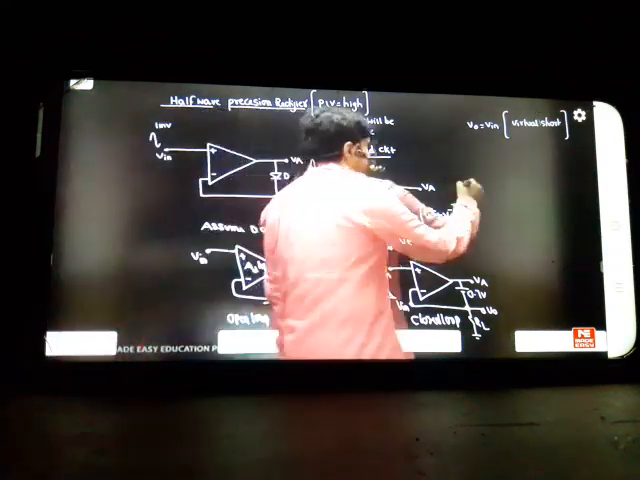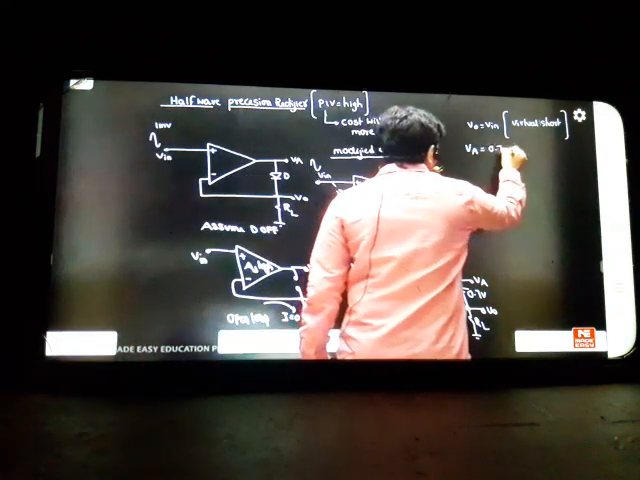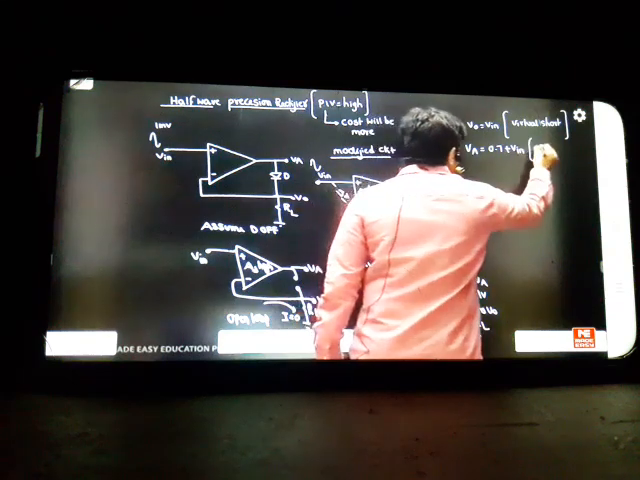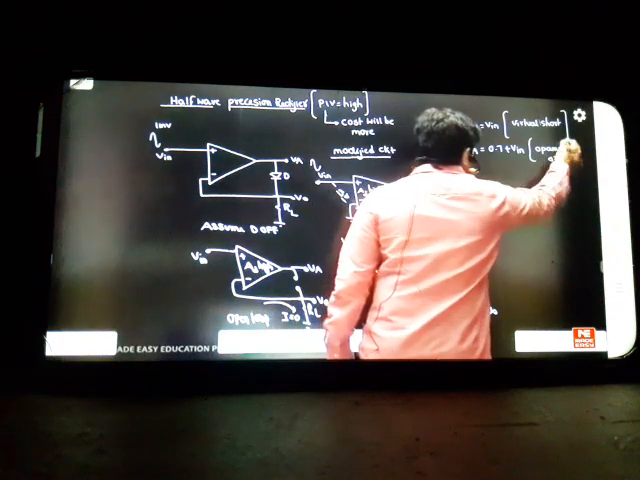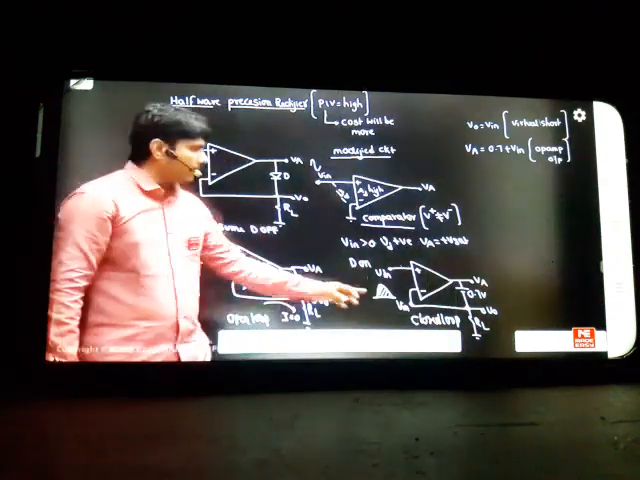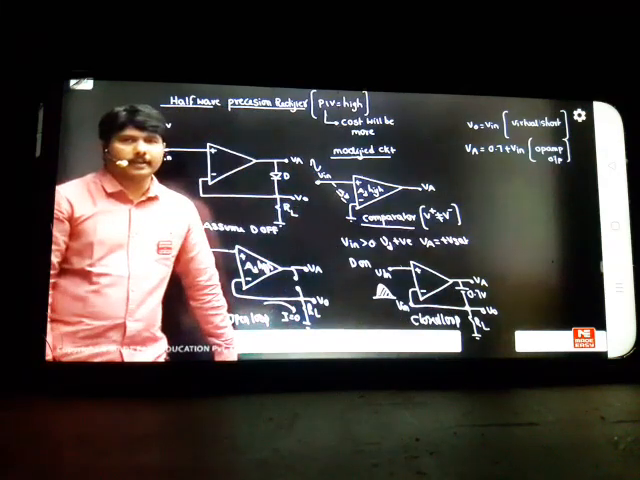Somebody asked me what is VA in this problem. Op-amp output will be 0.7 plus VIN. This is your VA, the op-amp output. In the exams, if they ask you to tell the op-amp output, you have to tell that 0.7 plus input will be the VA. This completes my positive cycle reaction.